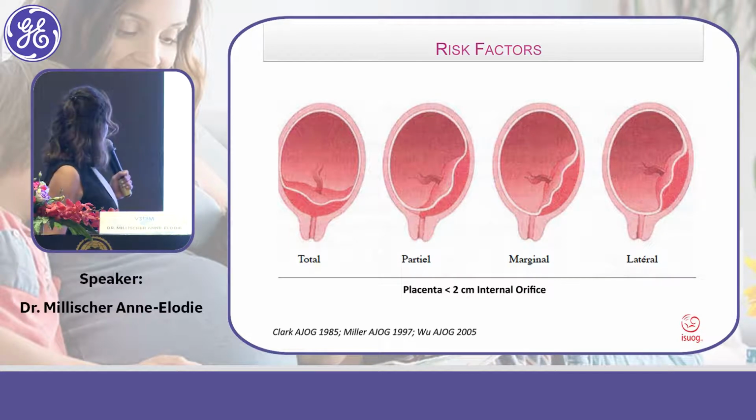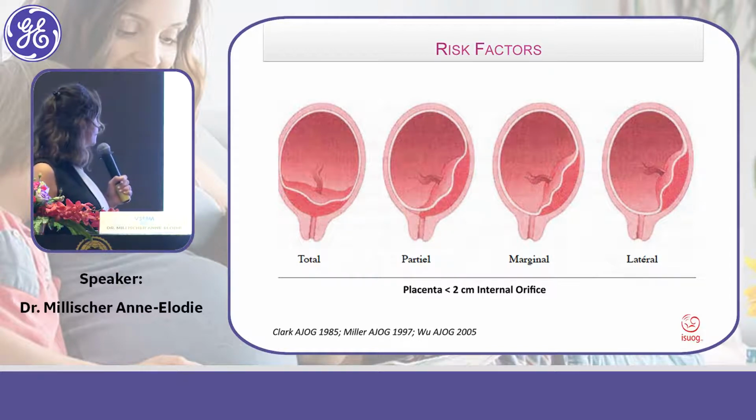The total placenta previa is covering the entire part of the cervix. Cái thứ nhất là nhau tiền đạo trung tâm là cái bánh nhau nó bám ngay giữa lỗ trong của tử cung luôn. It could be partial, marginal, or lateral, but all these placenta previa will lie inferior to 2 cm of the internal orifice.